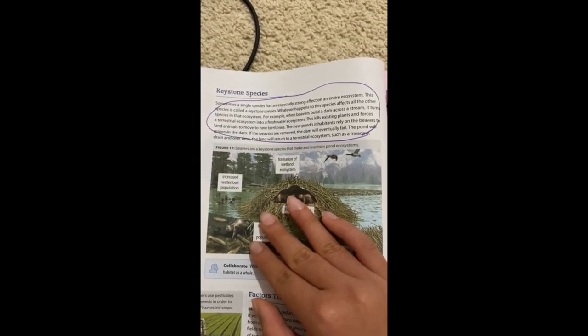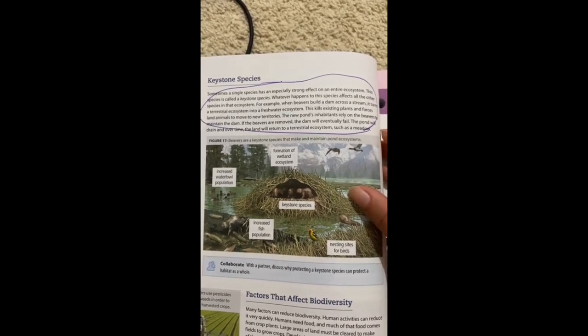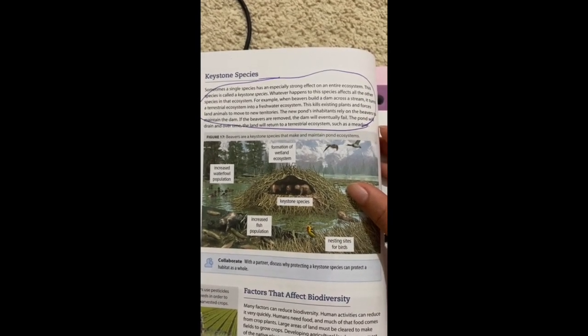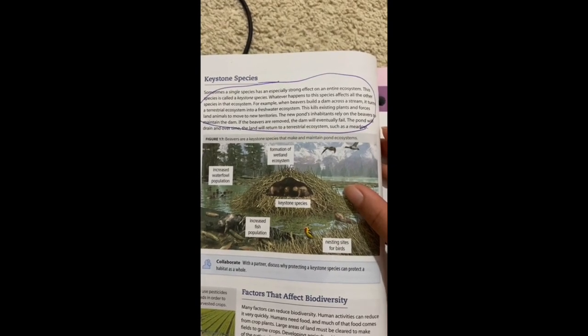If the beavers are removed, the dam will eventually fall. The pond will drain, and over time, the land will return to a terrestrial ecosystem, such as a meadow.